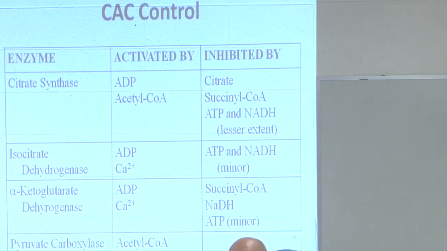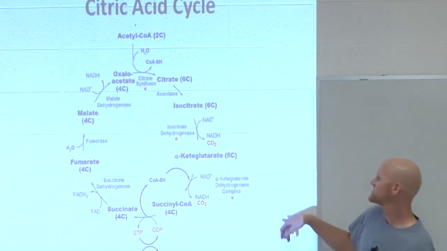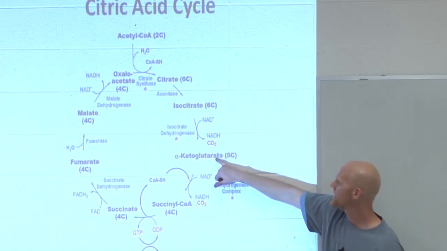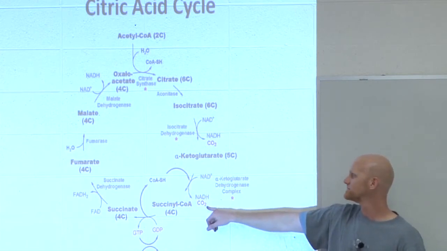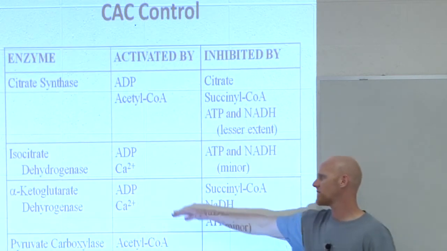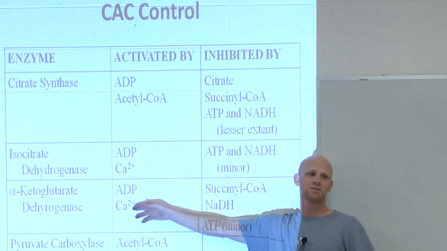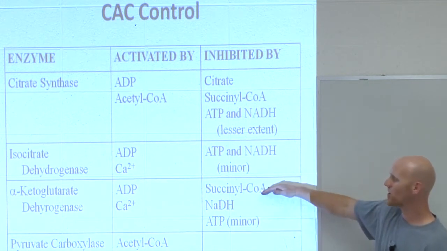So alpha ketoglutarate dehydrogenase. What do you suppose dehydrogenase means? Oxidation again. So in this case, alpha ketoglutarate goes to succinyl-CoA, and again, losing carbon dioxide yet again. And if we look at our regulatory points, we already said ADP activates, and I'm not even sure of the whole calcium connection here, so I'm sure it makes sense to somebody a little more skilled than me. So succinyl-CoA inhibits it.